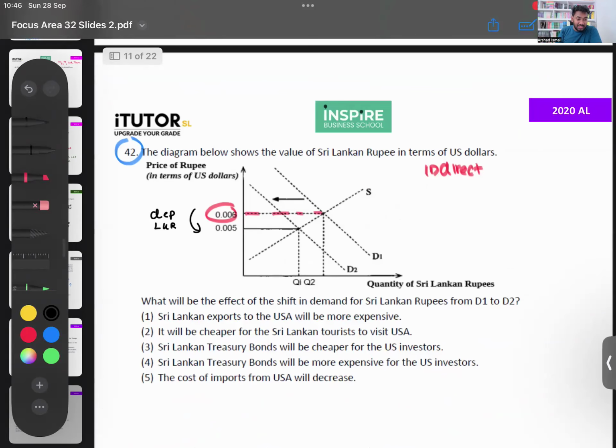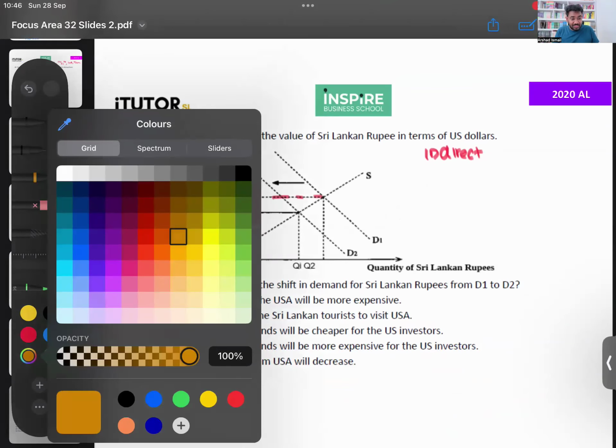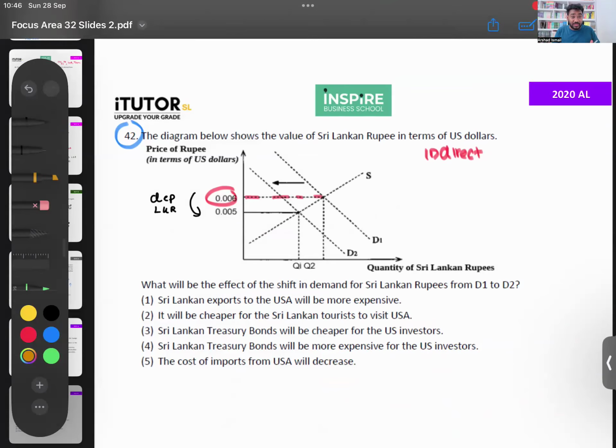It has depreciated. So be careful now. Is the question asking why it depreciated, or is it asking what will happen as a result of this? The question is saying, what will be the effect of the shift in demand for the Sri Lankan rupee? It has depreciated, and because of this, what is the effect? What will happen now? They are not asking why it depreciated. As a result, now you all know, if the Sri Lankan rupee depreciates, exports become cheap, imports become expensive, all of that story you know. So look for an answer.